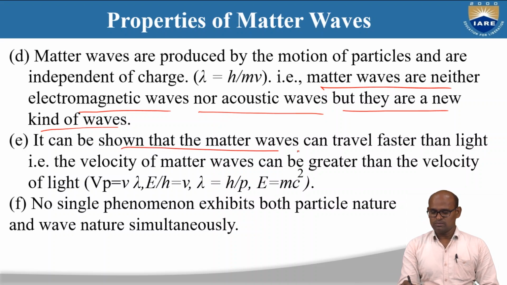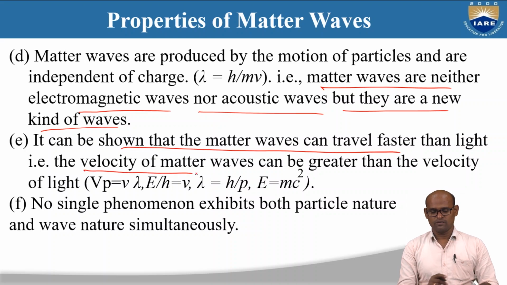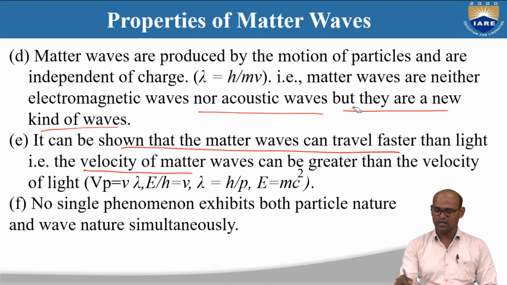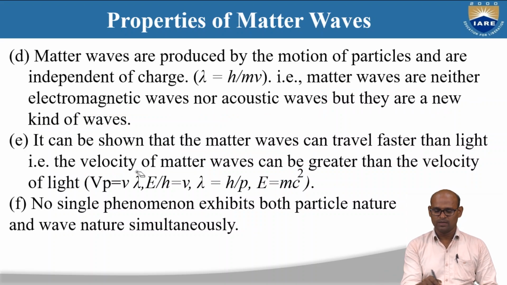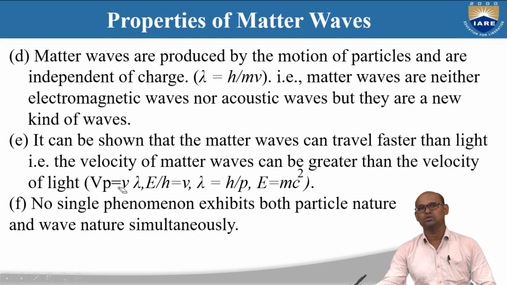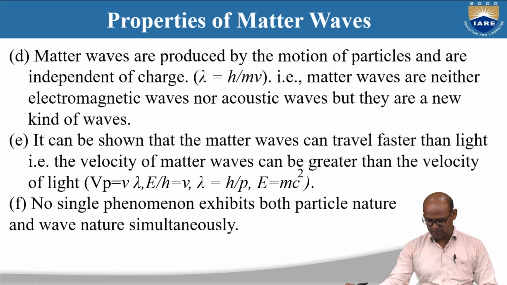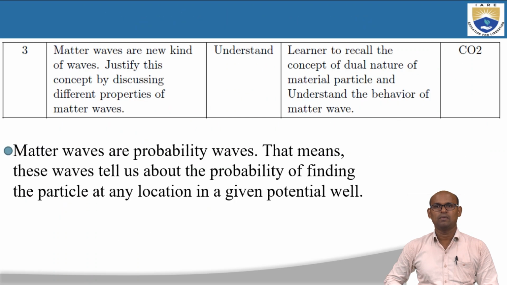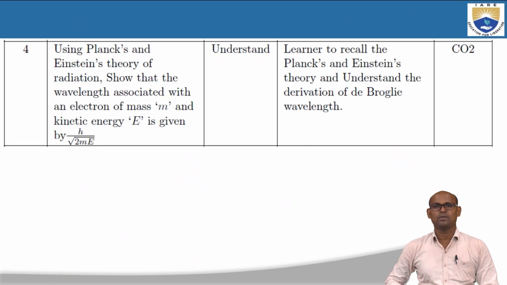Okay, so it can be shown that matter waves can travel faster than the velocity of light. By using these equations, we can show that the velocity of matter waves is greater than the velocity of light. And no single phenomenon exhibits both particle nature and wave nature simultaneously. At a time, you cannot show that a particular phenomenon exhibits both particle nature and wave nature. They are mutually exclusive. Okay, so that is about matter waves and their properties.